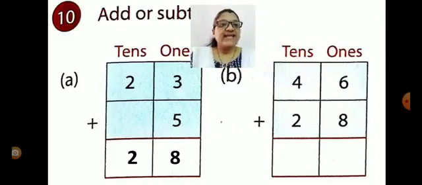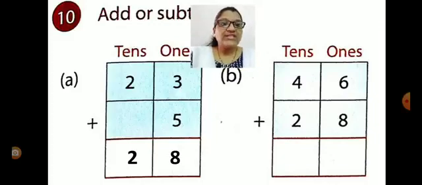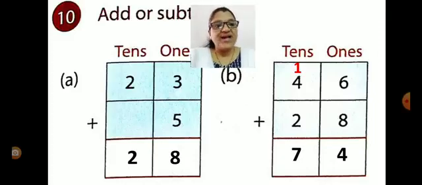Now let us see example B. 46 plus 28. Again, let us add numbers at ones place. That is 6 plus 8. Children, 6 plus 8 equals 14. But 14 is a 2-digit number. So what will we do? Yes, we will write number 4 at ones place and we will carry over number 1 at tens place. Now we will add all the 3 numbers at tens place. So 1 plus 4 plus 2 equals 7. So 74 is the answer.